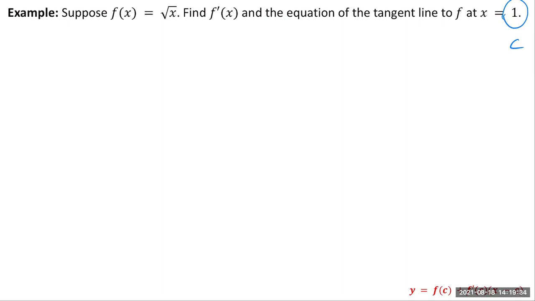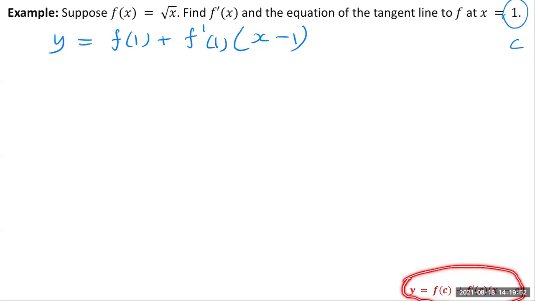Okay, so I want to find this equation: y equals f of 1 plus f prime of 1 times x minus 1. That is the equation of the tangent, right? From the previous formula that we learned, y equals f of c, my c is 1, plus f prime of c, that is f prime of 1, times x minus c, c is 1. So all I need to do is find f of 1. Finding f of 1 is easy, because you just plug in x equals 1 in your function.